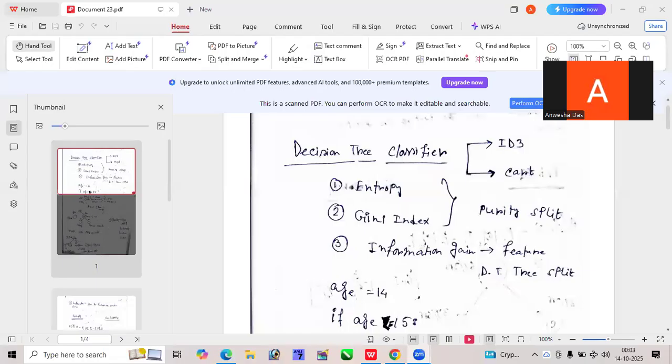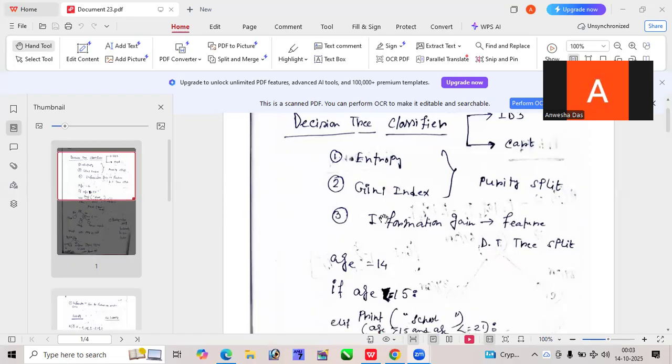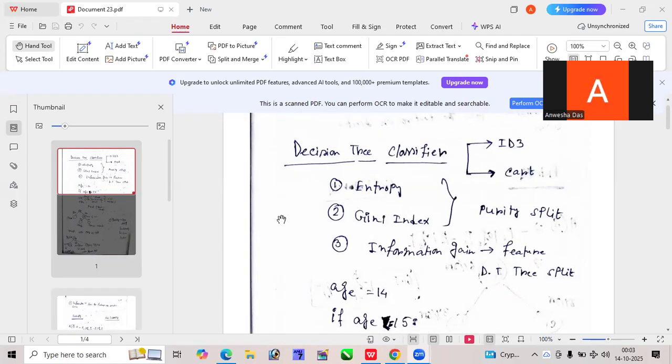Hi guys, today we are going to discuss the decision tree classifier. This is a very common interview question. When we discuss the decision tree classifier, there are two main things. One is the entropy, or we can say the Gini index. These are two different things we will discuss. And another one is the information gain.